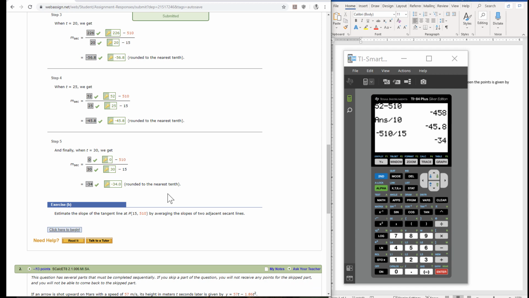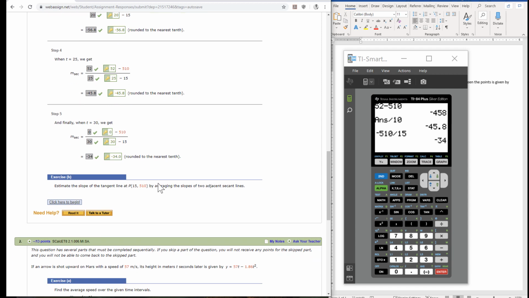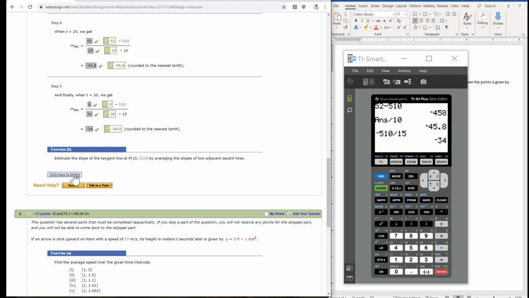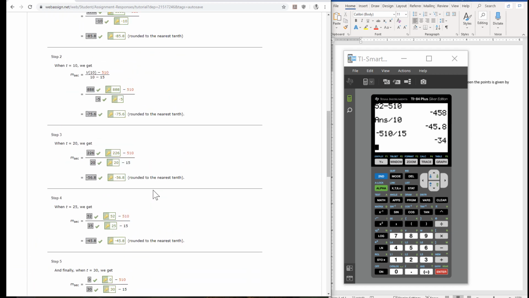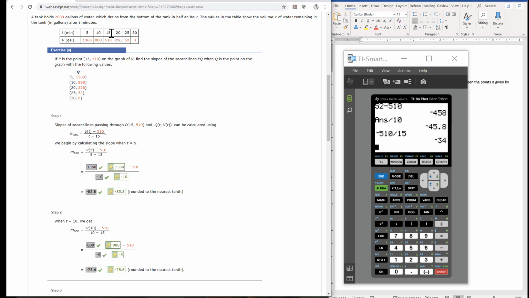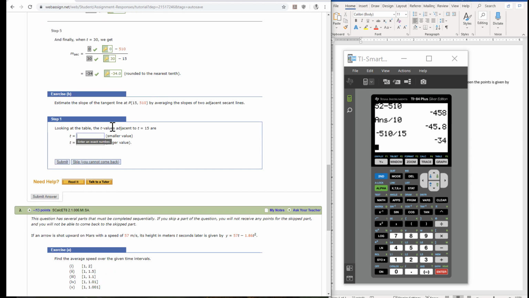Okay, so we have a bunch of secant lines. And then for part B, they say estimate the slope of the tangent line by averaging two slopes of adjacent secant lines. So if we do that, we are looking at values adjacent to 15. If we look back at our table, we have 15 here. The two t values adjacent to 15 are going to be 10 and 20. With 10 you get 888. With 20 you get 226. So we'll use 10 and 20 for the t values.